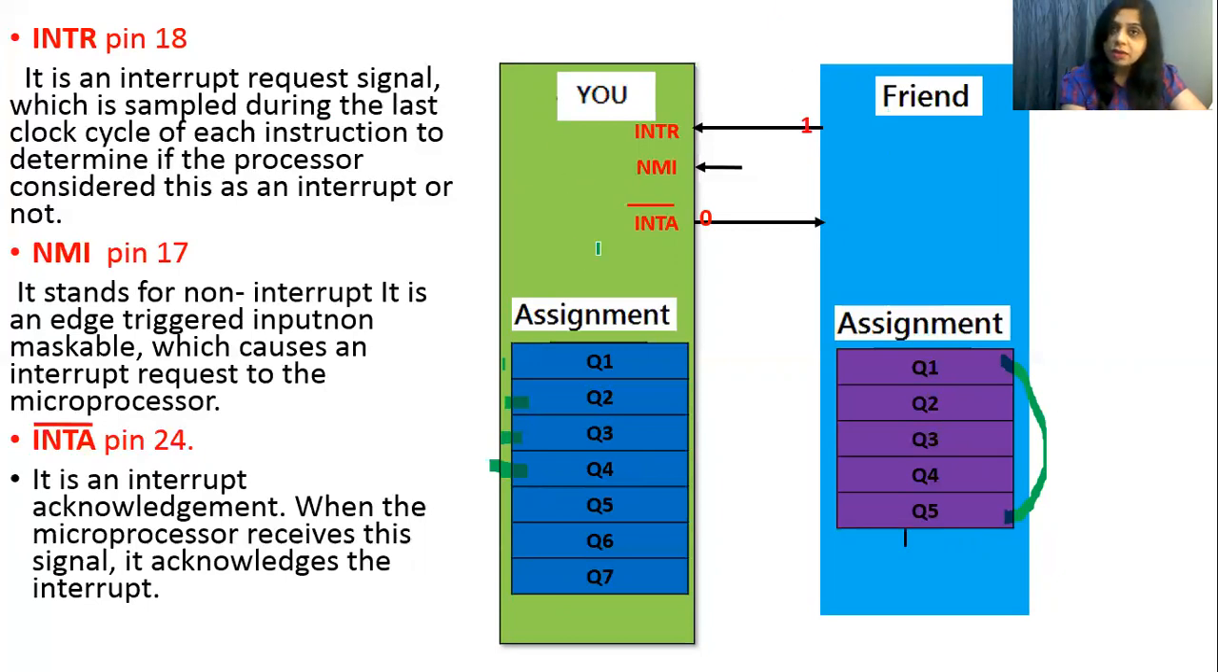If you think, okay, he is my good friend and I should write these questions for him, you will tell him, okay, I'm ready to solve. That means you will acknowledge him. Then you will solve this question and give it back to him. After solving his question, you have to again come back to your assignment and complete it by solving question number 5, 6, and 7. So what is this all about? It was all about your friend interrupting you while you were writing your own assignment.